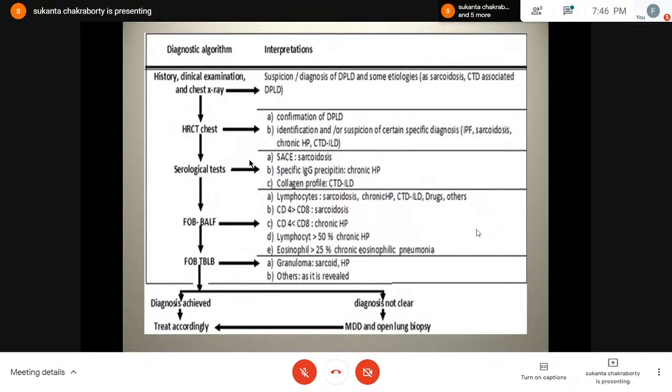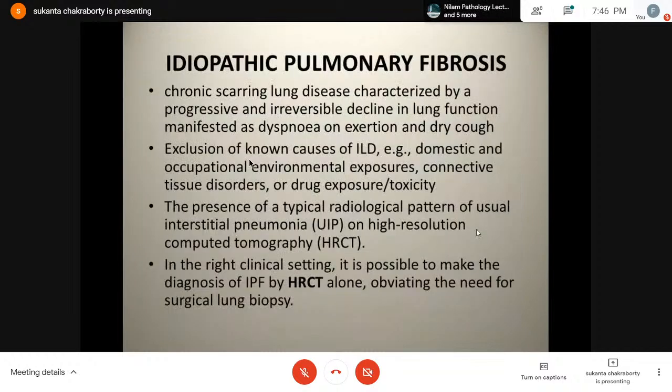And at the end comes transbronchial lung biopsy, where granulomas can be diagnosed easily, and other diagnosis, if it is achieved, then treatment is given accordingly. Even after lung biopsy, if the diagnosis is not clear, then there should be a multidisciplinary meeting, and if needed an open lung biopsy to clinch the diagnosis. Of course, if it is indicated and necessary for definitive management or prognostication of the patient. So with this we conclude the short discussion of the goal or indications of biopsy in ILD. Now I will briefly discuss some important subtypes of interstitial lung disease.